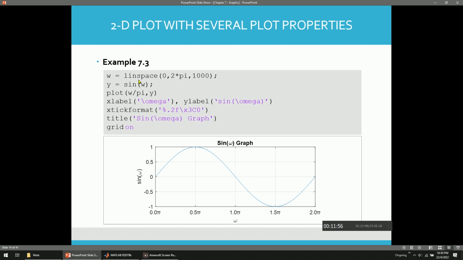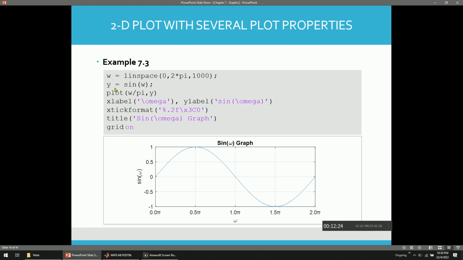Okay, sorry about that. This is linspace. So linspace is basically from 0 until 2 pi with 1000 data, 1000 samples. If you use linspace, linear space, you write the start point, end point, and how many data you want. Then you save it in W.